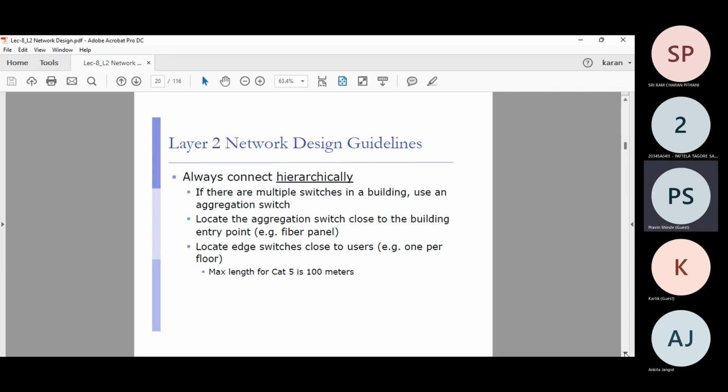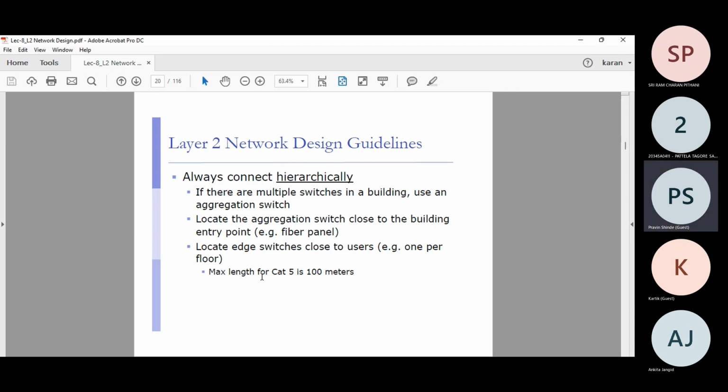So always connect hierarchically if there are multiple switches in a building. So use an aggregation switch, a layer 2 aggregation switch. Locate the aggregation switch close to the building entry point. Locate edge switches close to users.